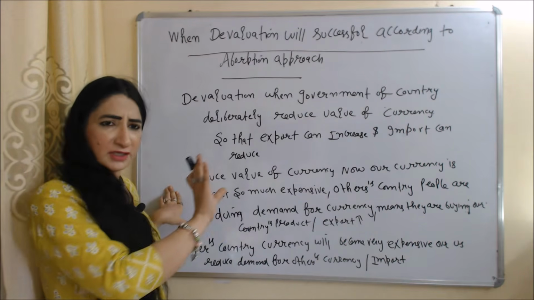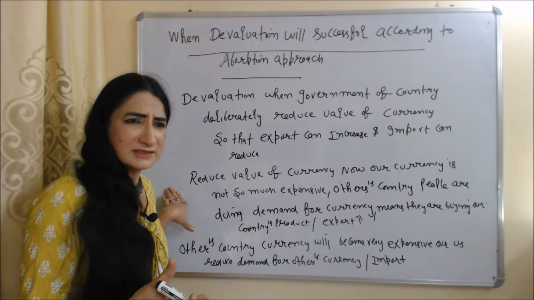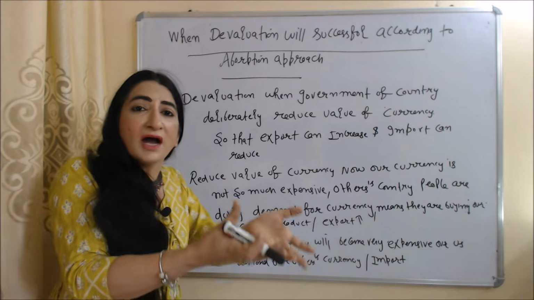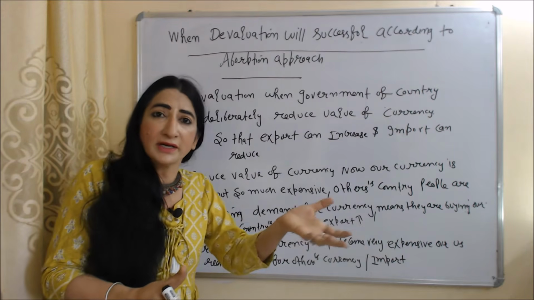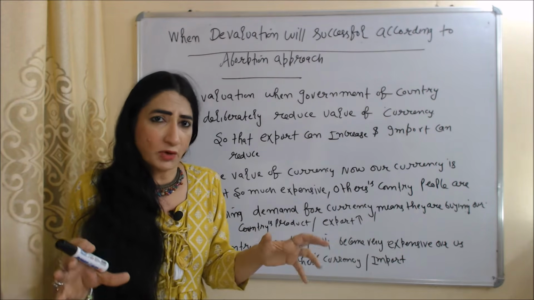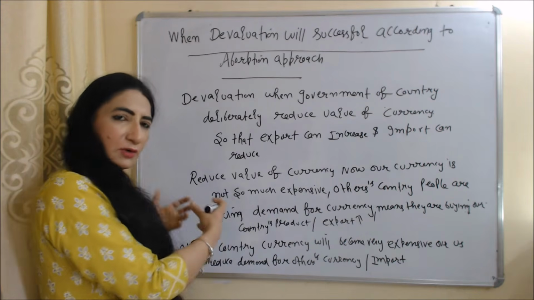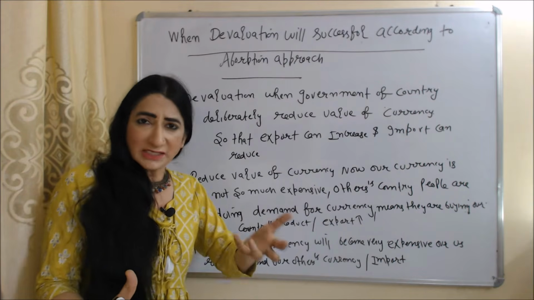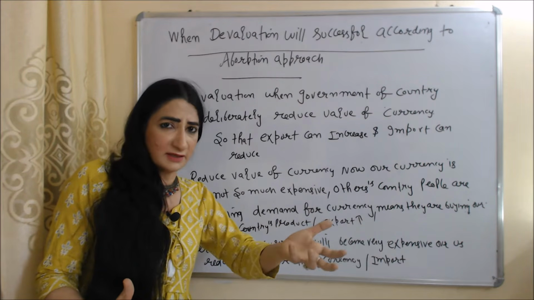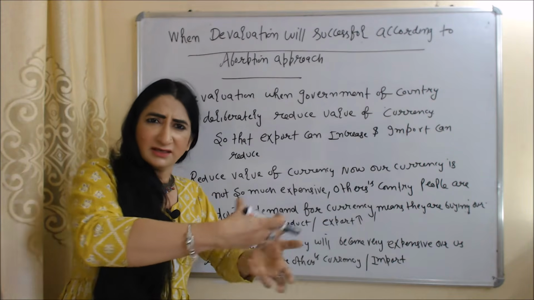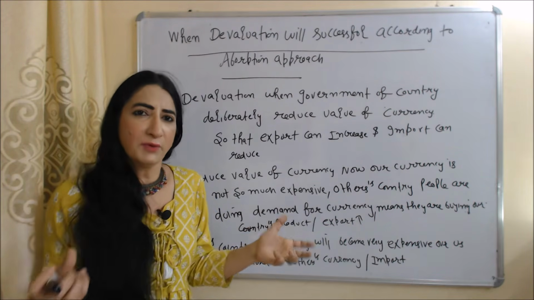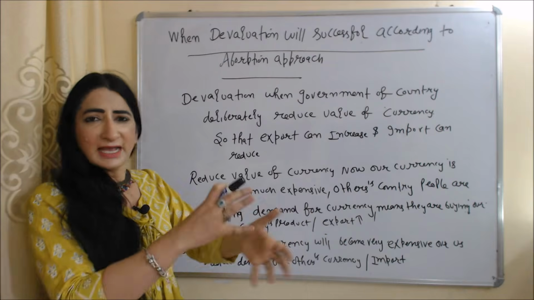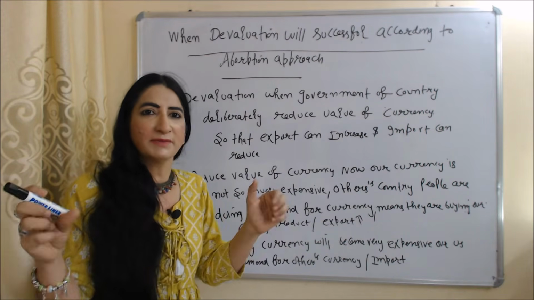Because devaluation reduces value of our currency. Now our currency is not so much expensive. That's why other countries' people will demand our currency, means they are buying more of our country's product now. As a result, our export will increase. On the other hand, because of devaluation, other countries' currency will become very expensive for us. That's why we will reduce demand for other countries' currency, means we will reduce buying other countries' product. As a result, our import will fall. So we can say that devaluation will increase export and reduce import. As a result, our balance of trade will become in surplus.